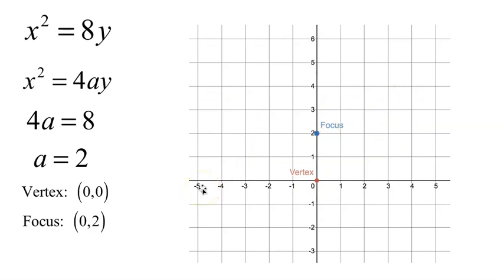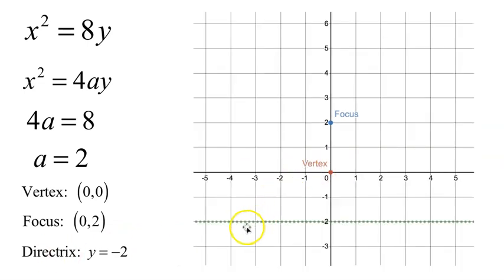Now remember that a point on the parabola is equidistant from the focus as it is from the directrix. So the vertex right now is 2 units away from the focus. So it also has to be 2 units away from the directrix. The directrix in this case will be a horizontal line 2 units away from the vertex. So the directrix will be the line y equals negative 2. So we can see that here. Here's y equals negative 2. The vertex is 2 units from the focus, and the vertex is 2 units from the directrix. The vertex is a point on the parabola.